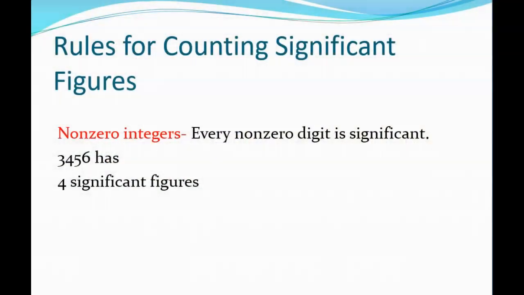First, if you guys would like to copy this, that would be great. Non-zero integers: every non-zero digit is significant. That means 1, 2, 3, 4, 5, 6, 7, 8, 9. All of those numbers are significant. So if I look at my first example, 3456, that has 4 significant figures.